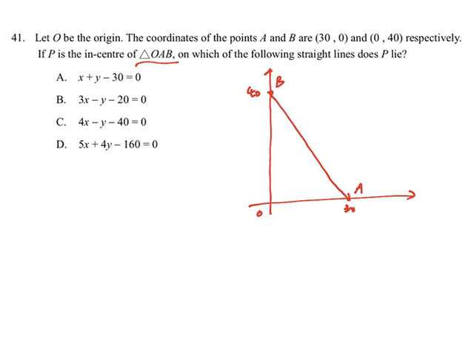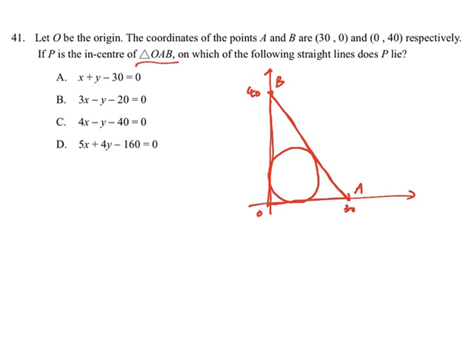P is the incenter. Incenter means the circle inside a triangle. So it's about like this. Actually, these 3 sides are the tangent of the circle.